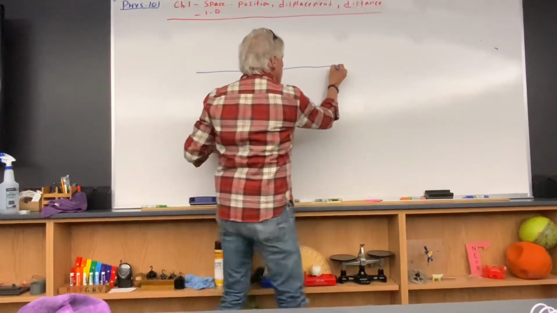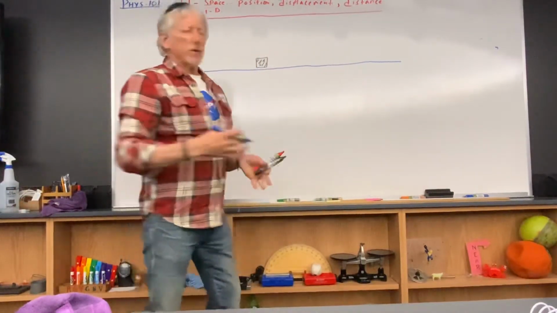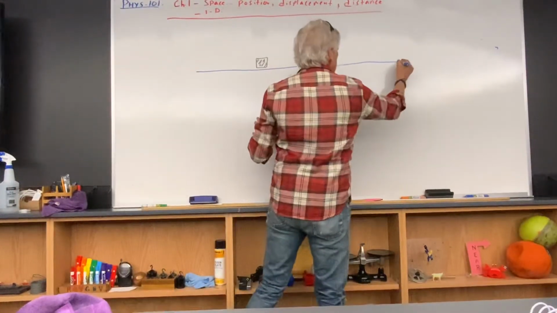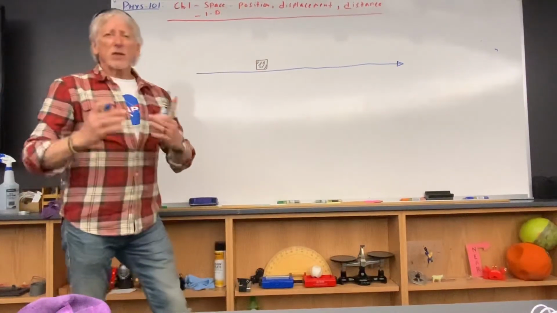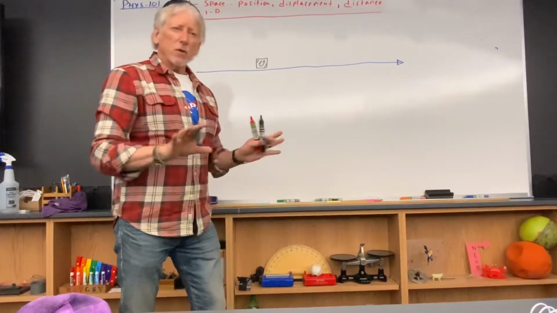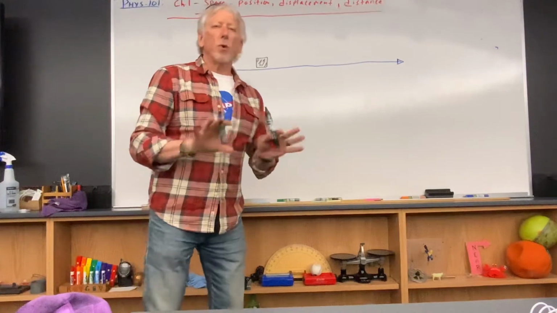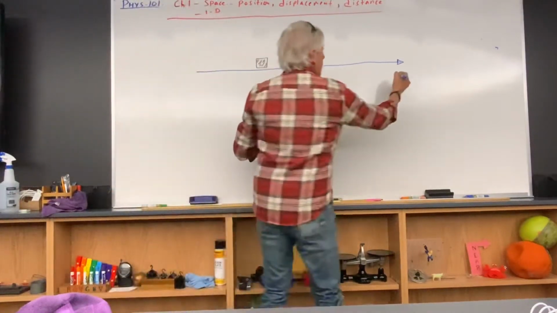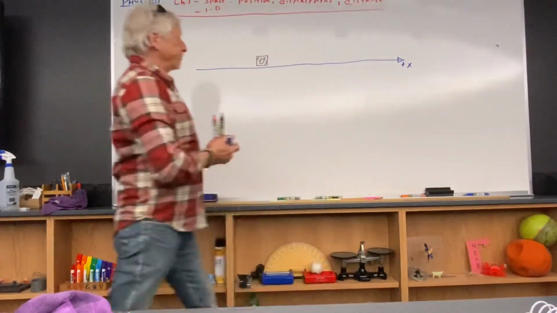And I can choose right or left to be positive in physics. Often in math, right's always positive, but that's not true. We can talk about position as x or y or z. And we only use x, y, and z pretty much for position. So I'm going to put this and I'm going to say positive x is that way.